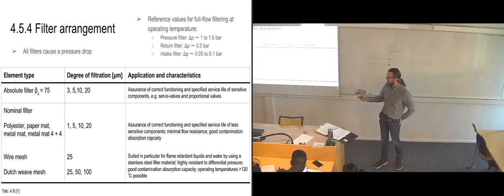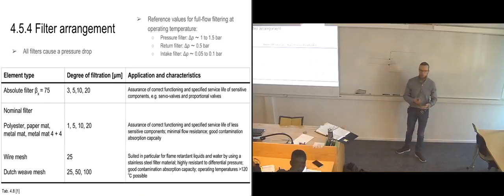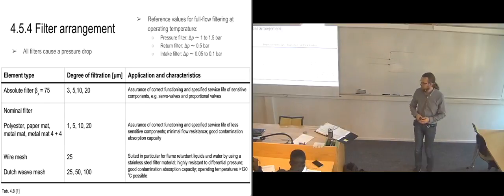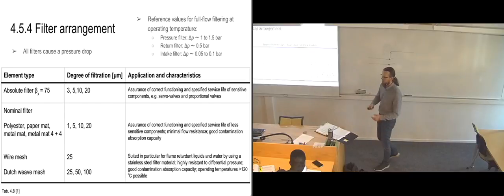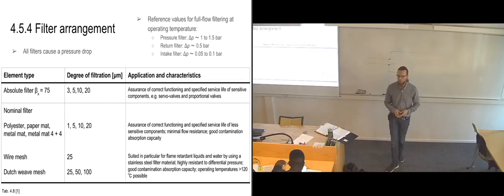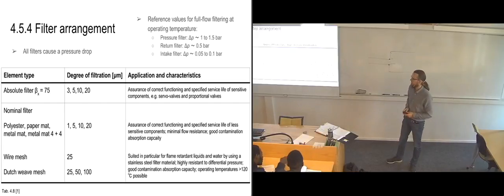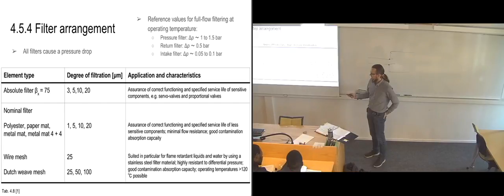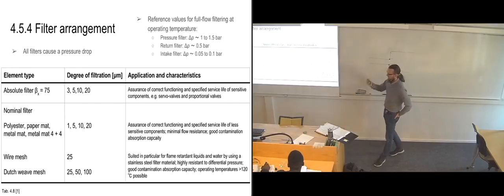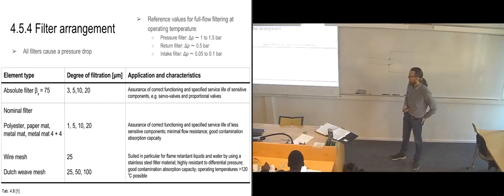But if you use ready-made filters made of stainless steel, what they do is they create thin wires of stainless steel, and then they create those into meshes. So they basically weave them into meshes for these different types. And the Dutch weave mesh is just a particular way of weaving it.